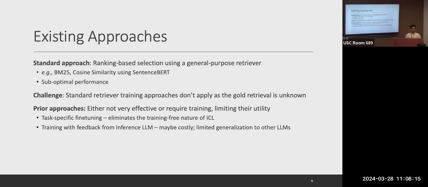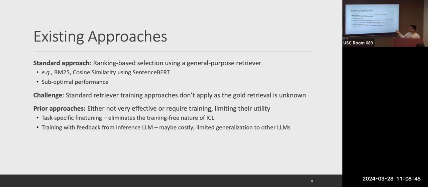to train a retriever for in-context example selection. These include task-specific training. They train on the particular task, which eliminates the training-free nature of in-context learning. They also often use feedback from an inference language model, the downstream very large language model. So the retriever usually is a small, BERT base size model, while the inference language model could be anything from GPT-3 to Neo 2.7 billion.